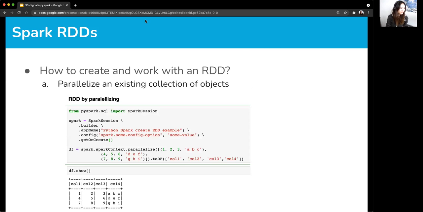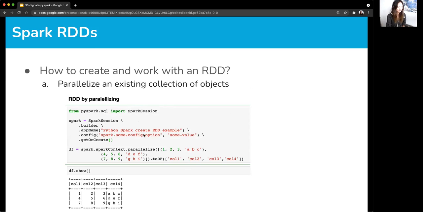Okay, so how do we create and work with an RDD? This is just an example of what it looks like. As you can see here, you have to start this Spark session, which allows you to build your RDD. And then from here, as I mentioned, the Spark context, basically like the cursor, is how you are parallelizing, and parallelizing just means the process of splitting up the work.